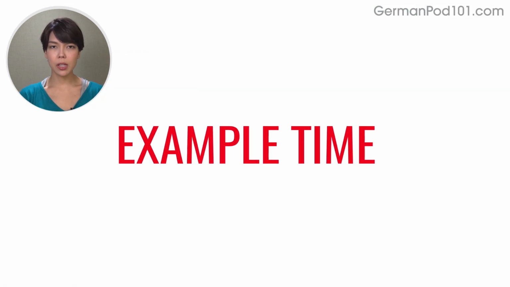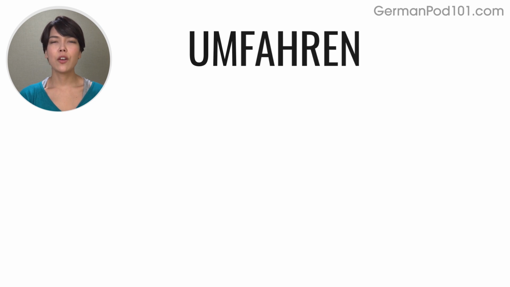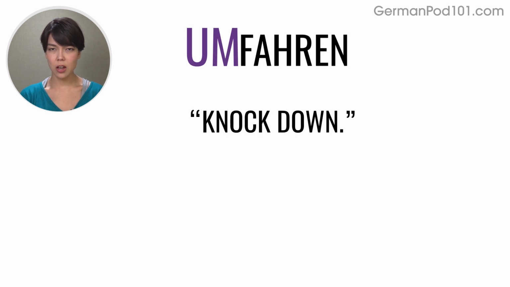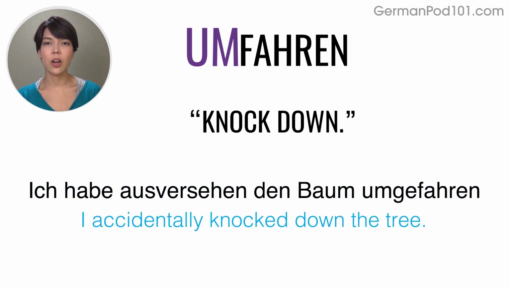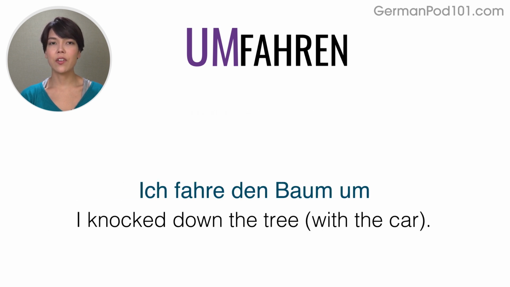Let's do some examples so we can learn how to use umfahren correctly. If you pronounce the word as umfahren with an emphasis on um, that means knock down. For example, ich habe aus Versehen den Baum umgefahren. I accidentally knocked down the tree. Also, with this definition, um can be separated from fahren, like in this sentence. Ich fahre den Baum um, meaning I knocked down the tree with a car.